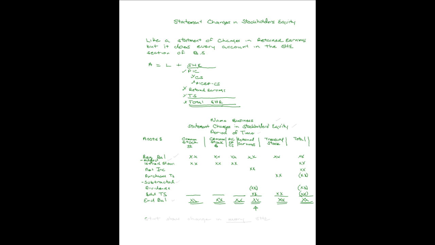So this statement shows the change in every single stockholders' equity account in the same format we've used to do all statements of changes in owner's equity. Start with the beginning balance, show how it went up, show how it goes down, and show how it ends.